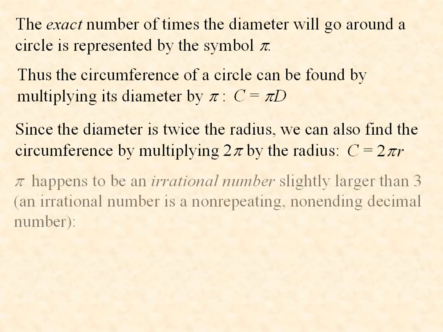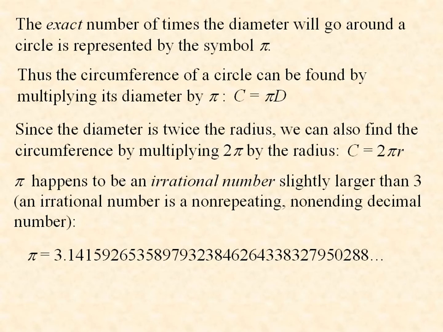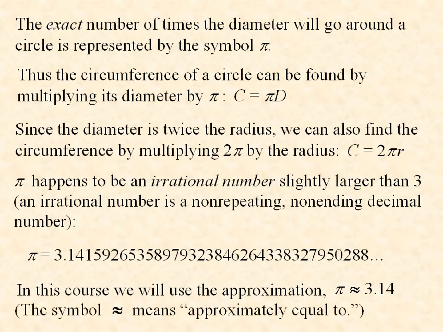Pi happens to be an irrational number, slightly larger than 3. An irrational number is a non-repeating, non-ending decimal number. In this course, we will use the approximation pi is equal to 3.14. The wiggly equal sign means approximately equal to.